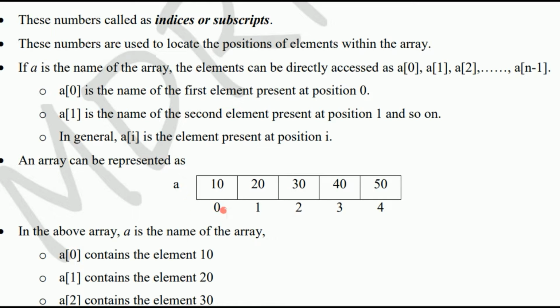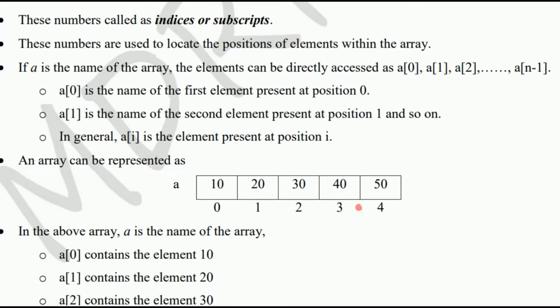As you can see on the screen, A is one array name and A of 0 is the first element, A of 1 is the second element, A of 2 is the third element, A of 3 is the fourth element, and A of 4 is the fifth element. And remember, we always start an array with A of 0, and we call this an index, or subscript value. That means these are the subscripts.